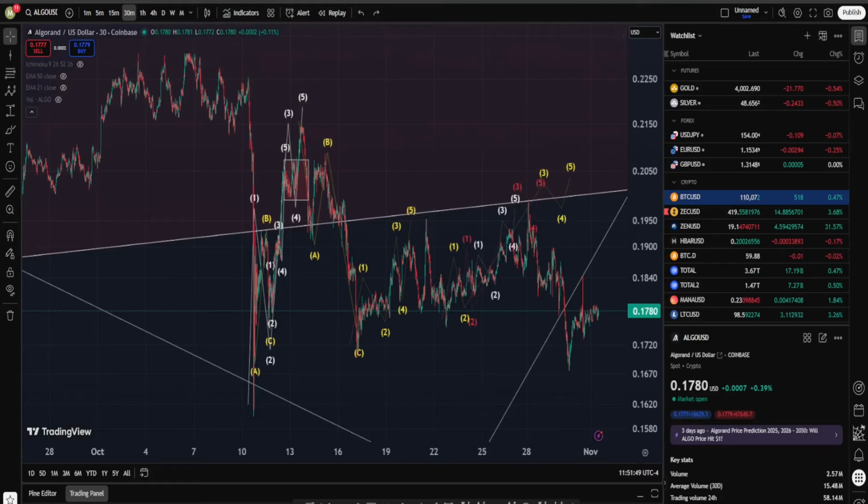And in this update, we are going to check out Algorand's price chart. And well, as you can see, what we said in the previous video sort of kind of played out, but definitely not the way that we expected to.